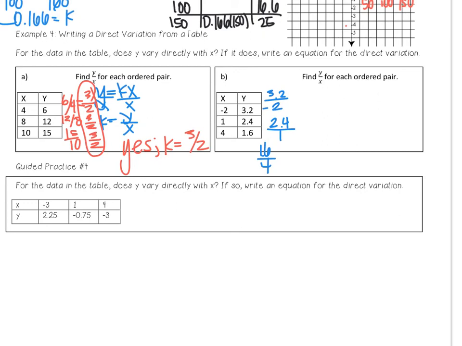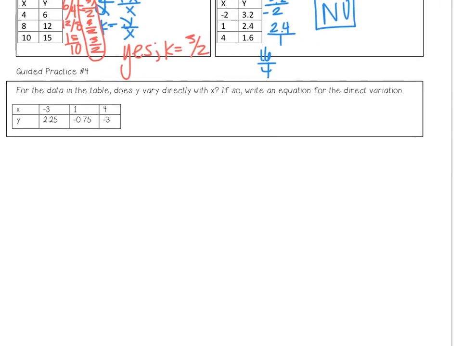I am going to get a negative for the first one and positives for the next two, which actually means that this cannot be the same at all because the signs aren't the same, so the answer here is no. You can go ahead and simplify them, but you'll see that they're not the same.